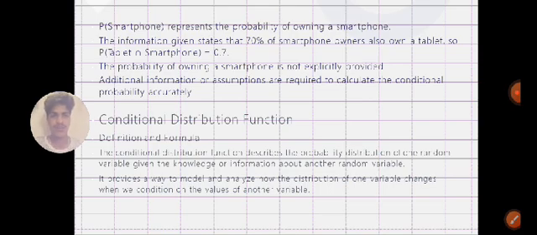Conditional distribution functions. Definition and formula. The conditional distribution function describes the probability distribution of one random variable given the knowledge or information about another random variable. It provides a way to model and analyze how the distribution of one variable changes when we condition on the values of another variable.